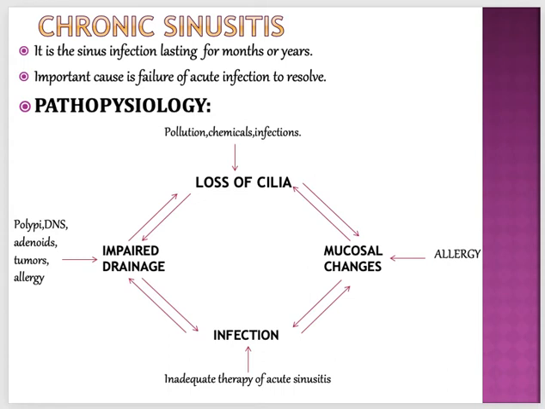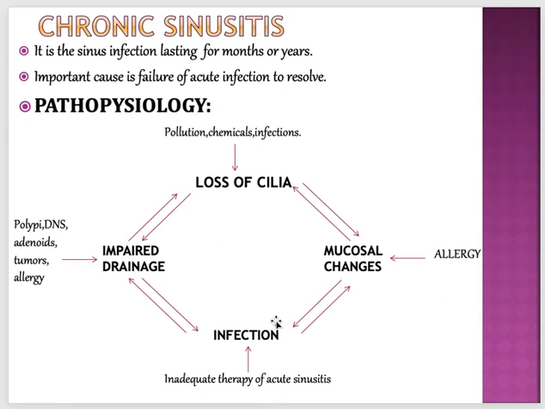Someone who has acute infections, it basically destroys the cilia or epithelium. So what happens is the secretions get stagnant. They cannot be drained as normally. And there are some mucosal changes, there is loss of cilia. Someone who has allergies has continuous irritation to the mucosa. So all this simply leads to impaired drainage and it leads to increased chances of infections.